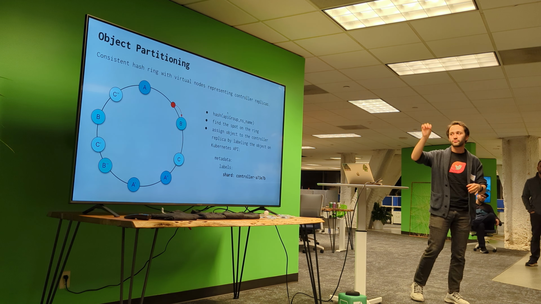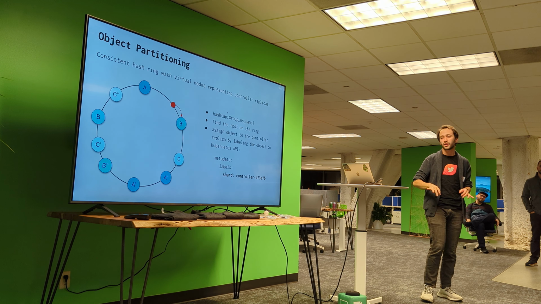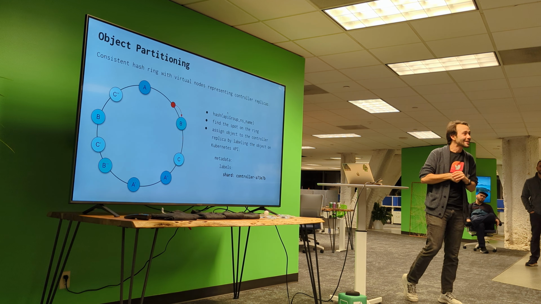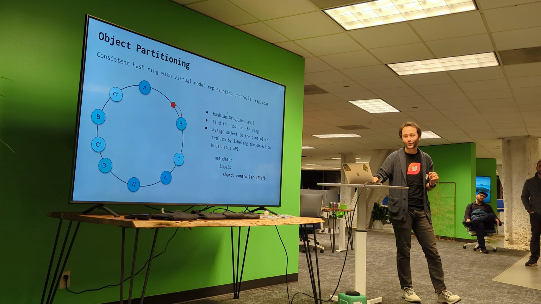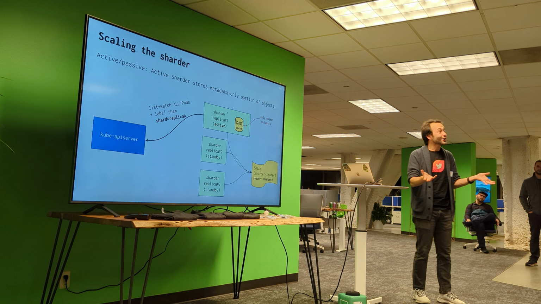In this case, you can imagine we just find that red dot on the ring, and then we reassign it to the right of that red dot. And this is done by going and adding a shard label on the object. That's fairly straightforward. So now we're thinking about how to scale the sharder, because the sharder was a single point of failure.